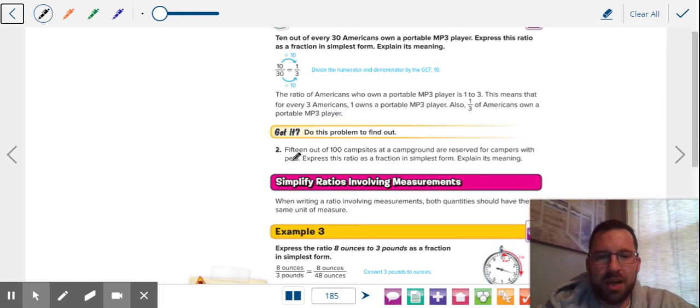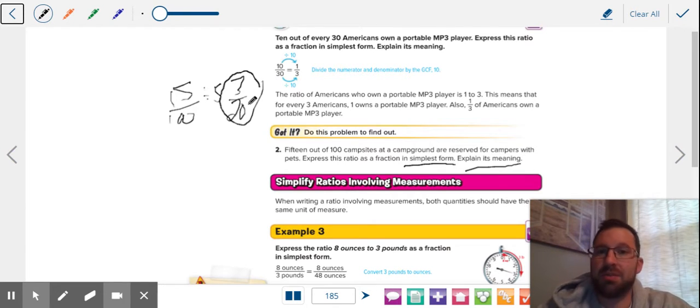All right, now, number 2, we have 15 out of 100 campsites at a campground reserved for campers with pets. I'm assuming dogs, but you probably could have a lot of different pets you could take with you camping. What is this in simplest form, and explain its meaning. So we have 15 out of 100. Greatest common factor there is probably 5. Let's just make sure. You get 3 out of 20, right? 3 and 20 don't have anything in common. 3 is prime. What does this mean? This means 3 out of every 20 campsites are meant and reserved for pets. Anytime you have to explain something, give me a sentence or two that explains what your number or answer means.